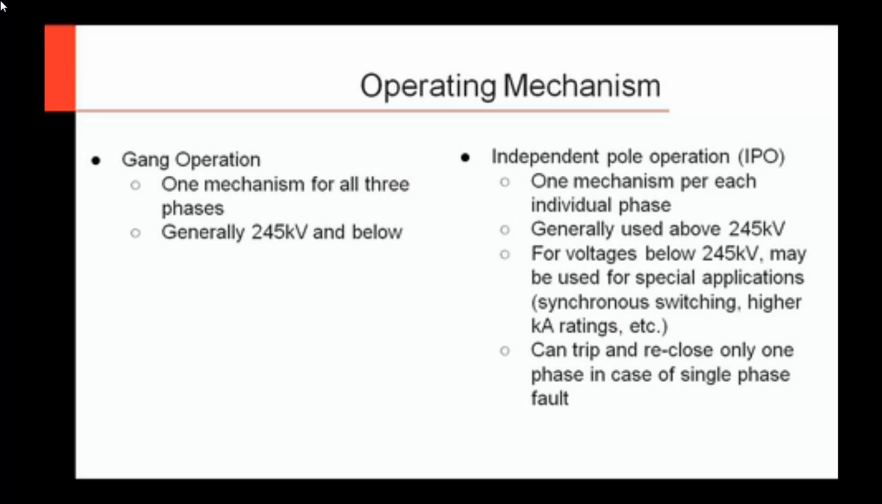And then on certain breaker designs, they might have a higher K rating of the breaker, and so the one mechanism isn't powerful enough to interrupt, so they actually make it an IPO style breaker. And then some other applications I've seen is where they might have it designed so that if there's a fault on the line, they might just trip one phase to clear that fault without interrupting the other two.